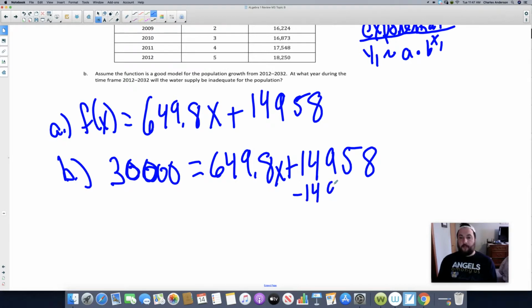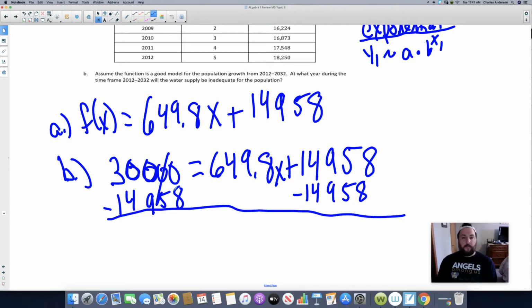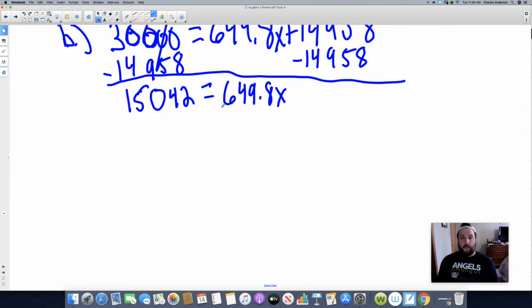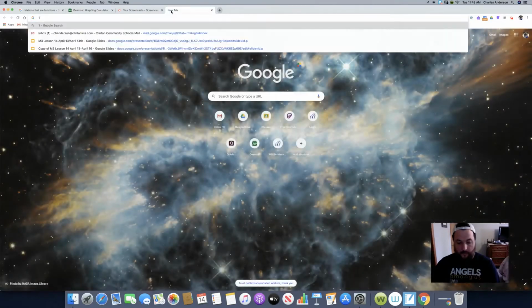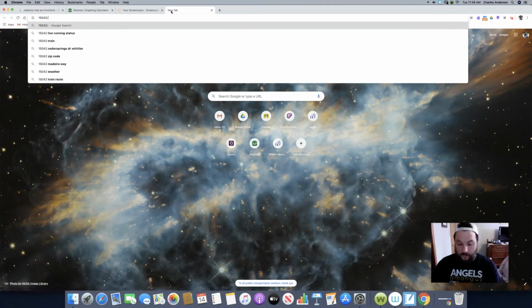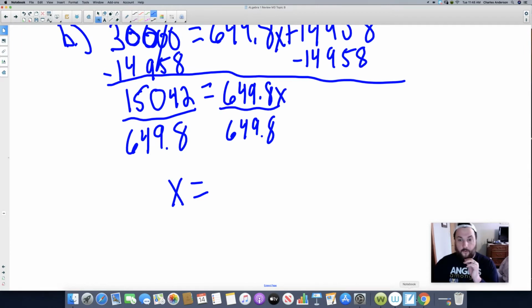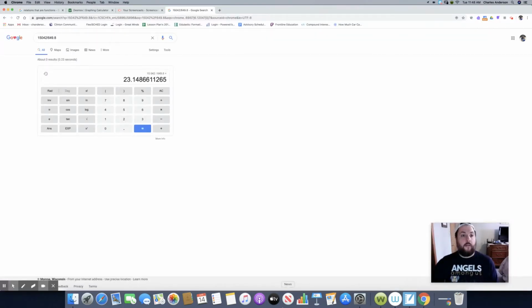All right, so we're going to subtract 14,958. And on the left here, we get 15,042 equals 649.8x. And we'll divide by 649.8. I get x equals, what is that? 15,042 divided by 649.8. You get 23.1.